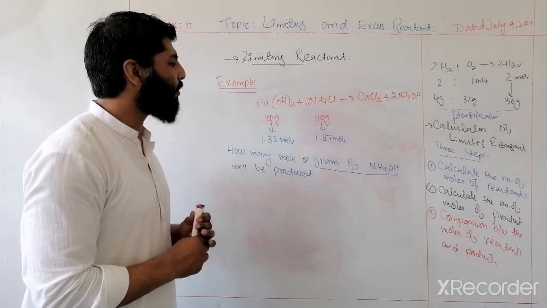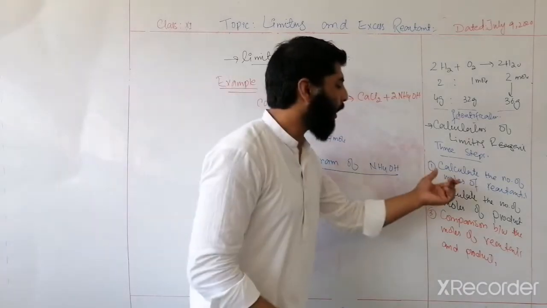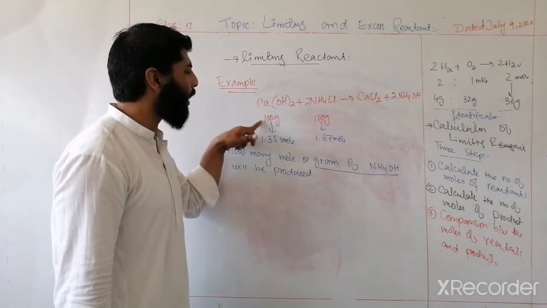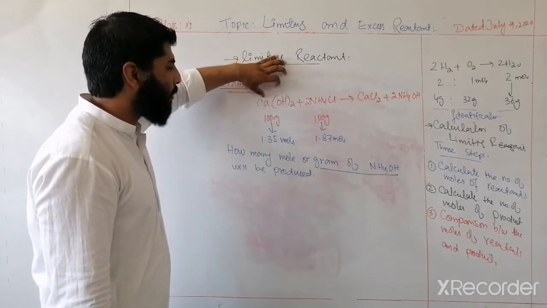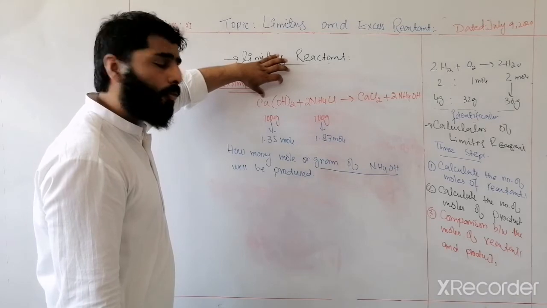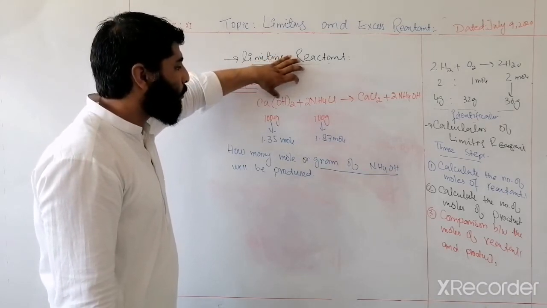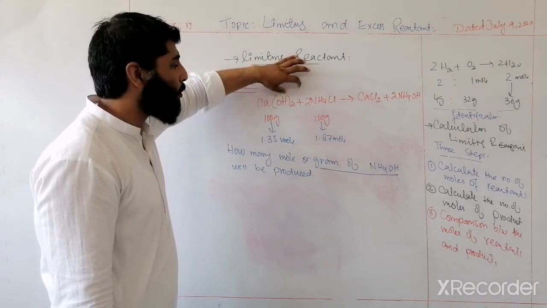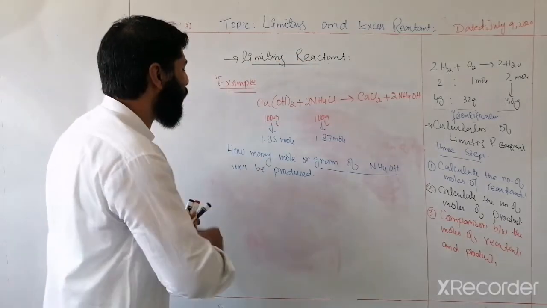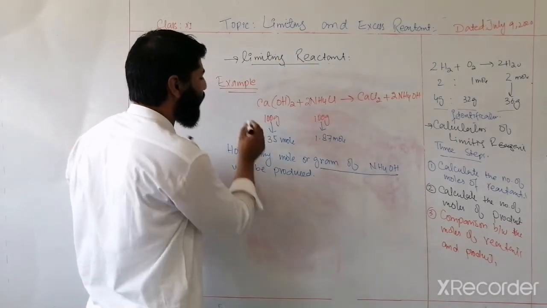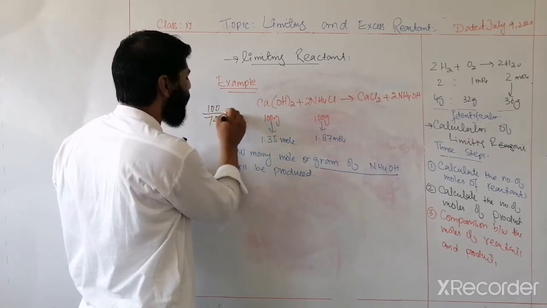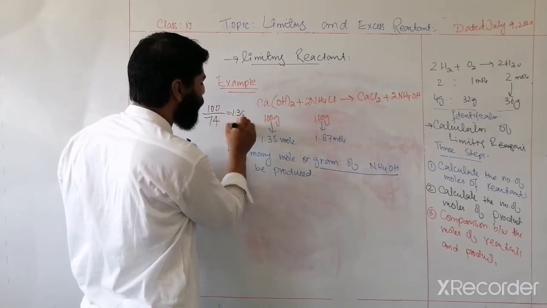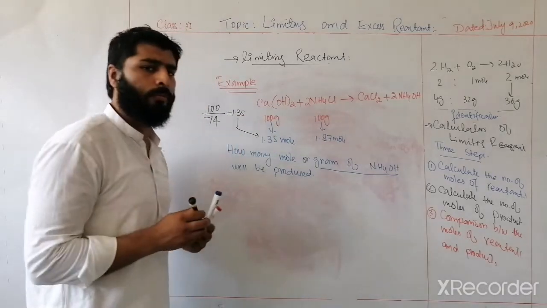Students, first of all, calculate the number of moles, and number of moles are given to you for 100 grams. Divide 100 by the molar mass of calcium hydroxide: calcium 40 plus 2 oxygen 32 plus 2 hydrogen 74. In total, you will have to divide 100 by 74, which will be 1.35. So moles are given to you.